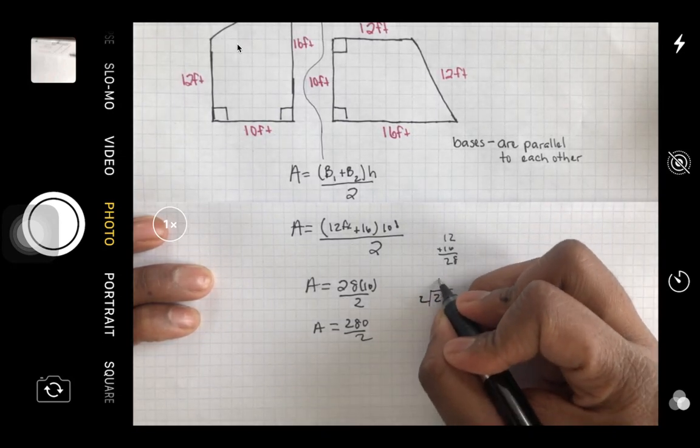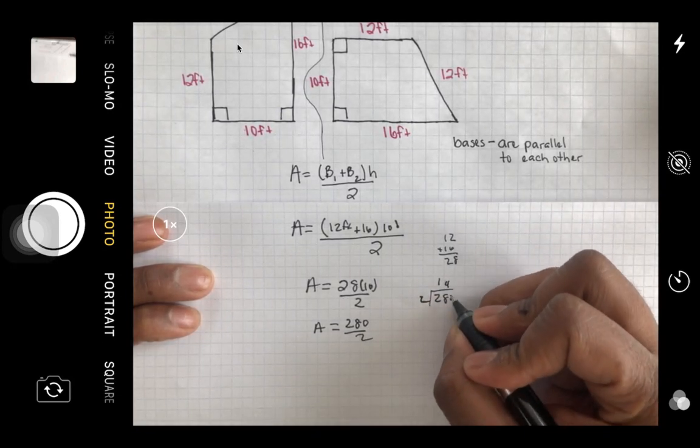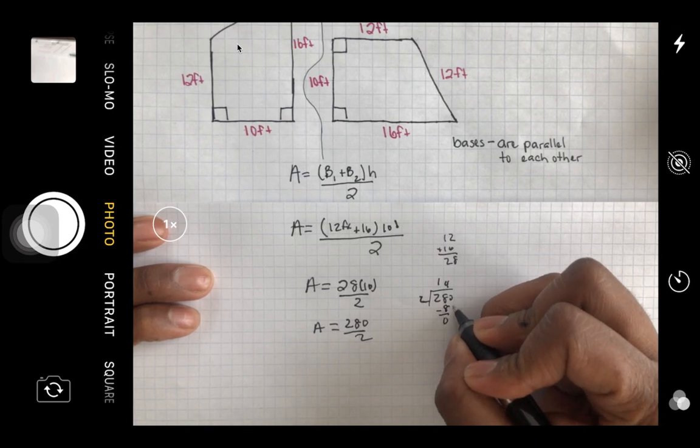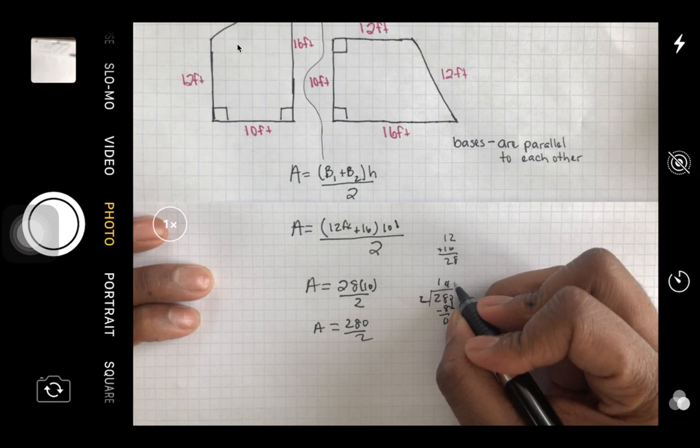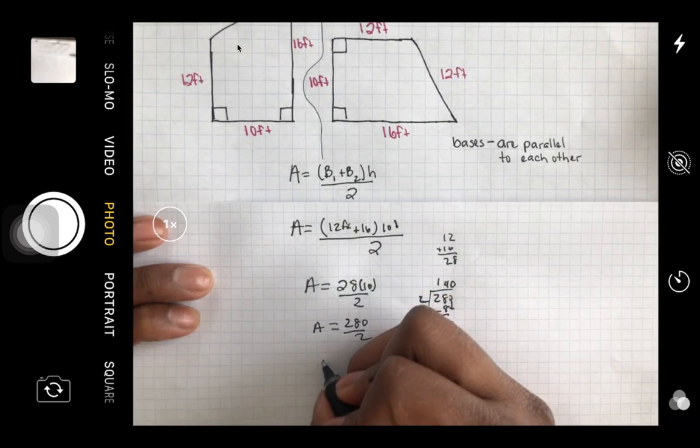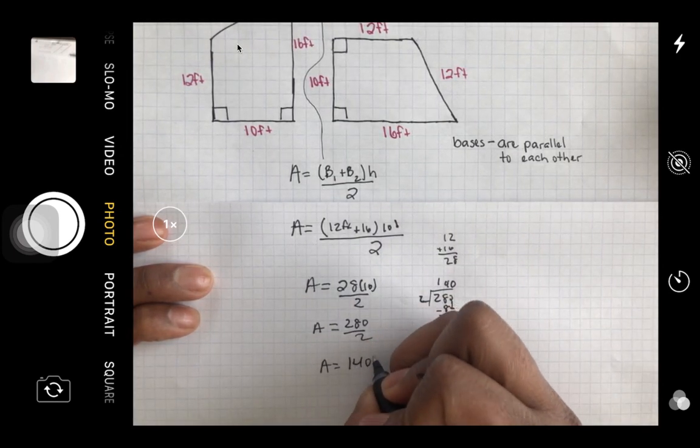2 goes into 2 one time. 2 goes into 8 four times. 4 times 2 is 8. Subtract, I get 0. Bring down my 0. Because I brought down a 0 and there's nothing to do, you can bring that 0 back up. So my area for this trapezoid should have been 140.